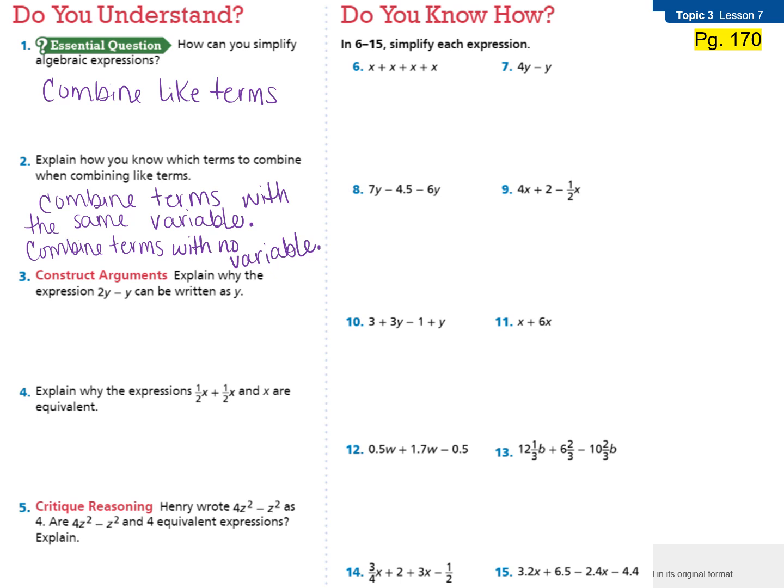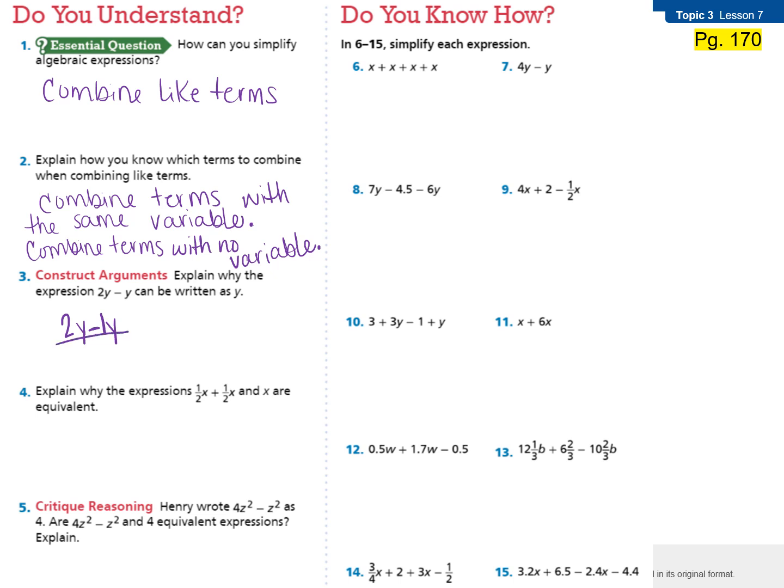Number 3, explain why the expression 2y minus y can be written as just a y on its own. So if you were given this, write this down please. What do you know is going to go in front of this y? Remember, if you don't see a value, put a 1. Solve this because they have the same variable.